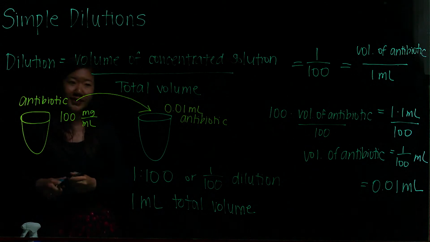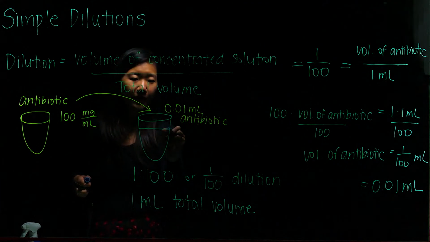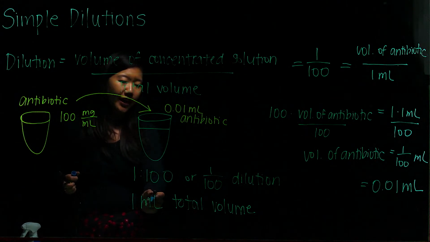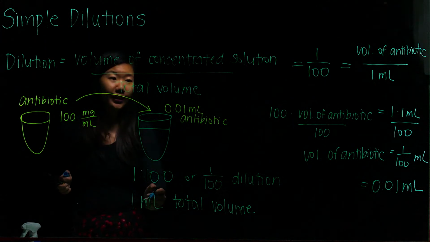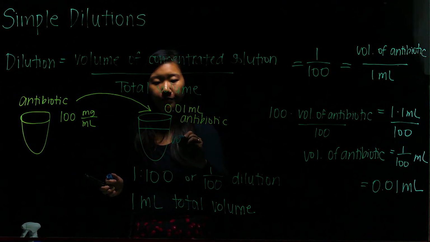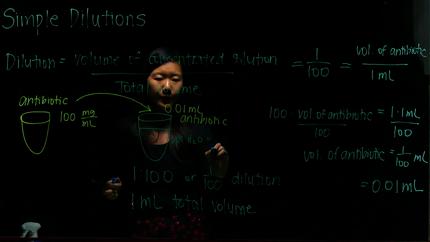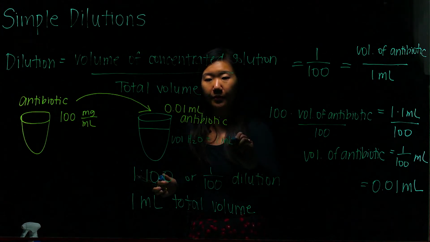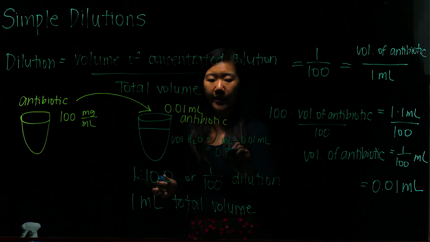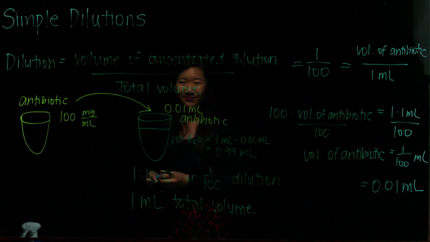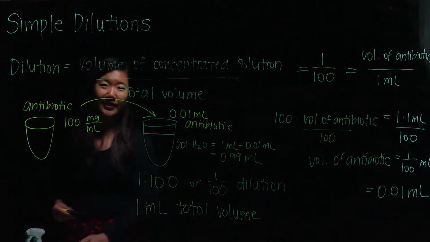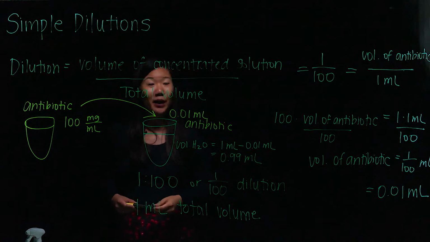Okay. So what's the rest of that volume going to be? Well, we're diluting it in water, so it's going to be some volume of water. And keep in mind that the total volume is 1 milliliter. And so to solve for the volume of water, it is going to be equal to 1 milliliter minus 0.01 milliliters, which is equal to 0.99 milliliters. You might be making a dilution in a very large volume, or you might be making a dilution in a much smaller volume. This depends on how much of it you'll need.